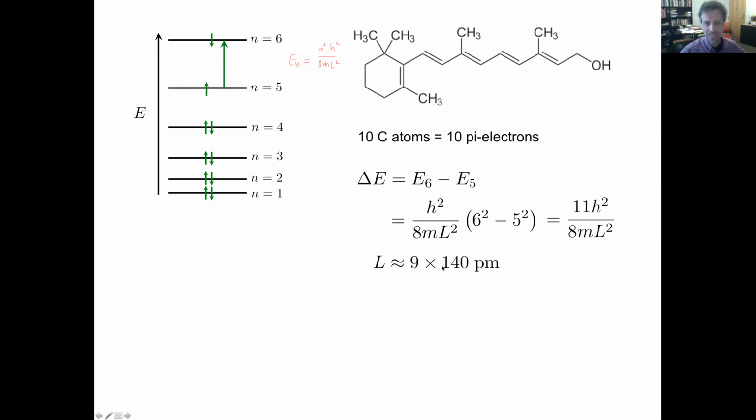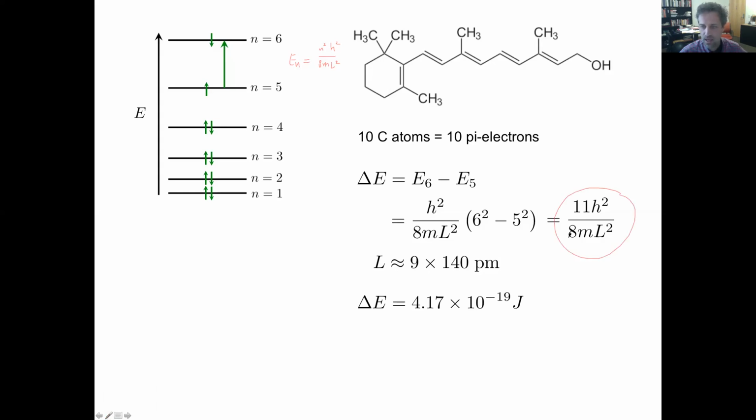L is going to be 9 times the average bond length of carbon atoms that are part of a conjugated network. It's about 140 picometers. All right, so 9 times that will give me an actual number. Plug in this L in this expression, and then calculate. So this is the expression I'm going to evaluate.